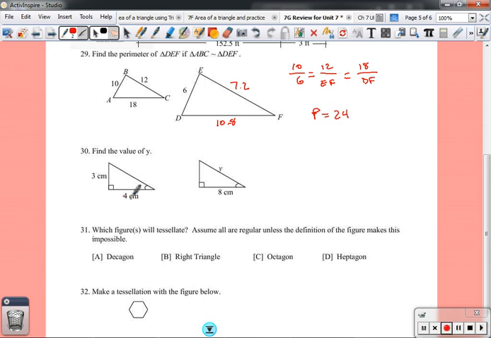Find the value of y. Well, these two triangles are similar because of angle. 8 is double 4, so y is going to be double this hypotenuse right here. I use the Pythagorean theorem. I can find that that is 5. 5 doubled is 10.